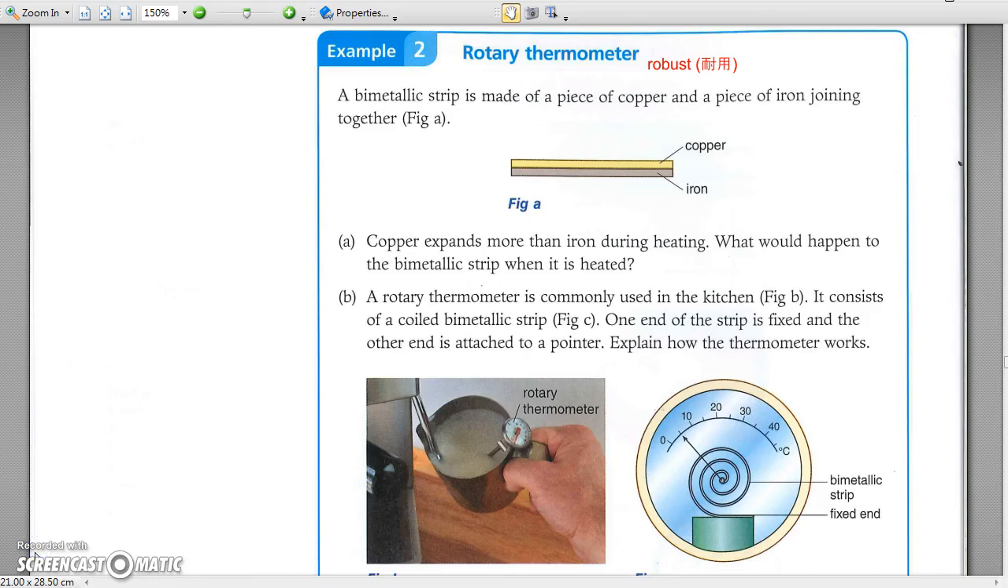Example 2. Rotary thermometer. Rotary thermometers are robust. It is commonly used in ovens and freezers.